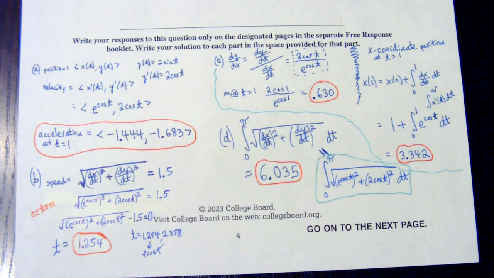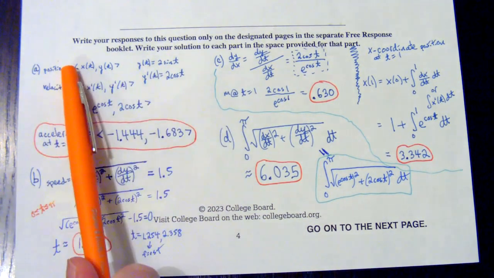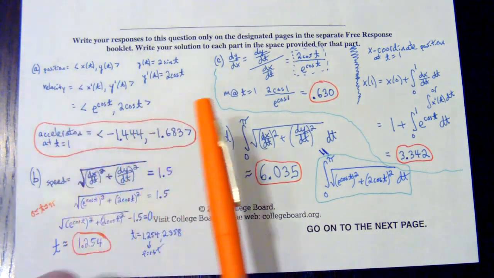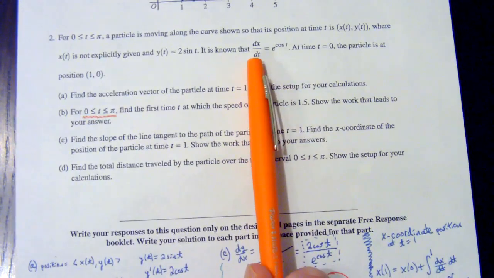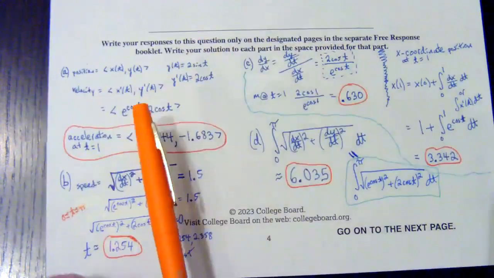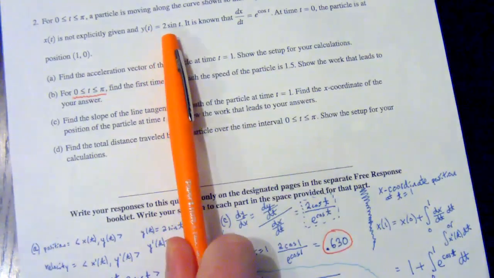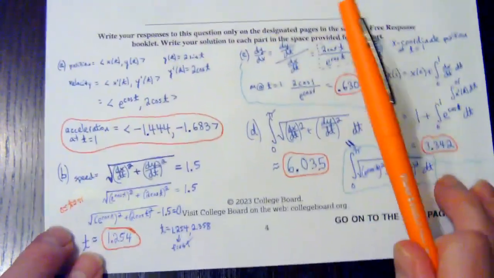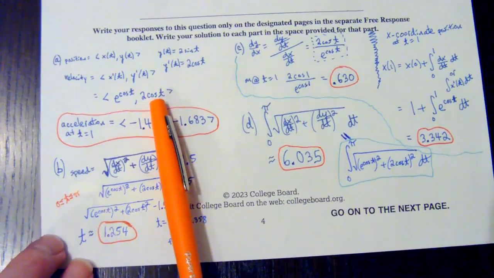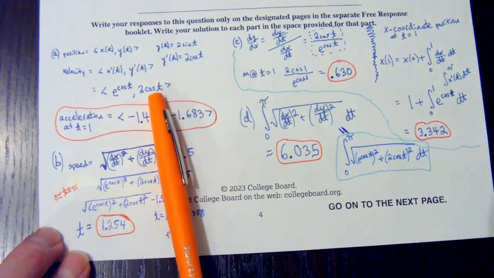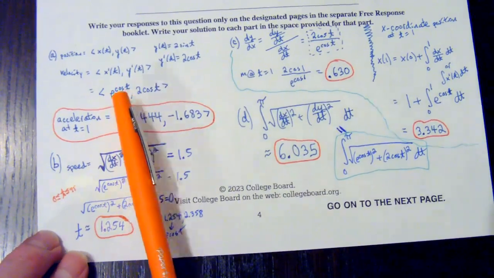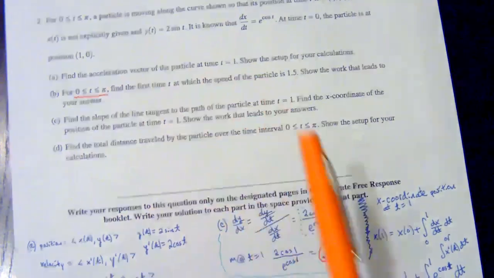Nice little parametric problem right here. We know the order goes position, velocity, acceleration. It gives us the dx/dt, that's the x prime, so that's the velocity with the x's. It also gives us the original function for y, so I took the derivative of that, and that became my y prime, which is the dy/dt. So there's the velocity vector. It's asking for the acceleration vector at t equals 1.